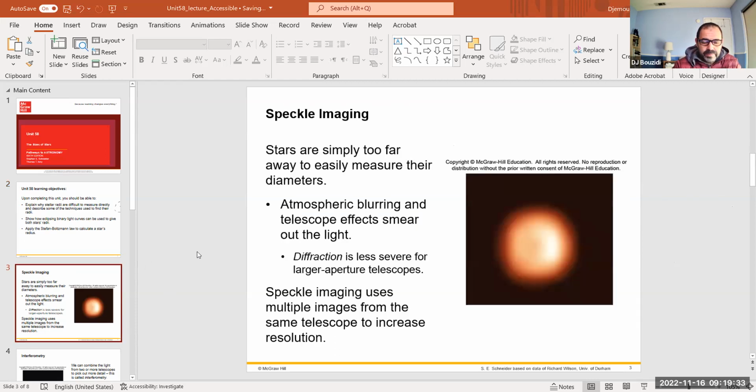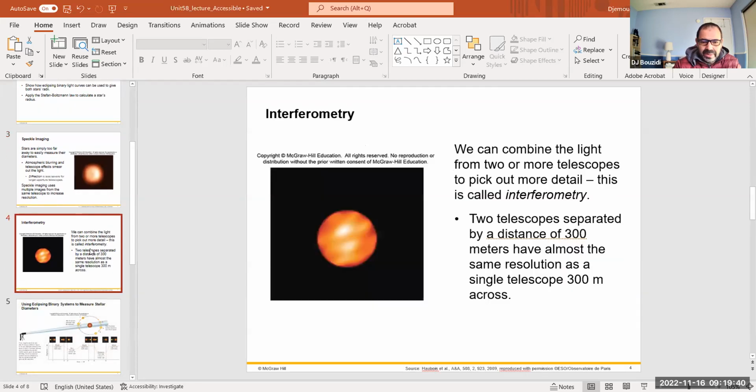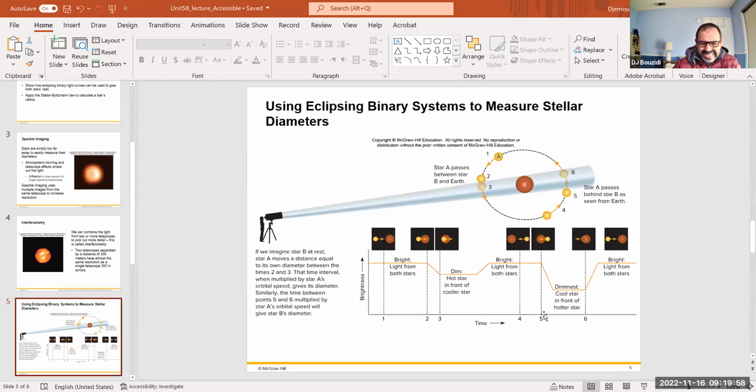So again, it's very hard to measure directly, but we use techniques. For example, interferometry, for stars not too far away from us, can use a large array of telescopes, and based on that you're going to find a more refined picture of a star. Other techniques include, for example, the transition for an eclipsing binary star.